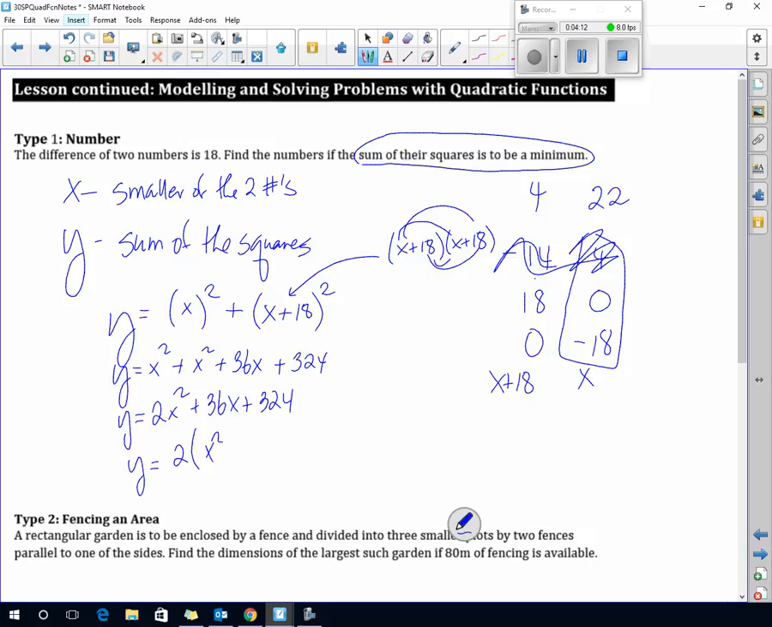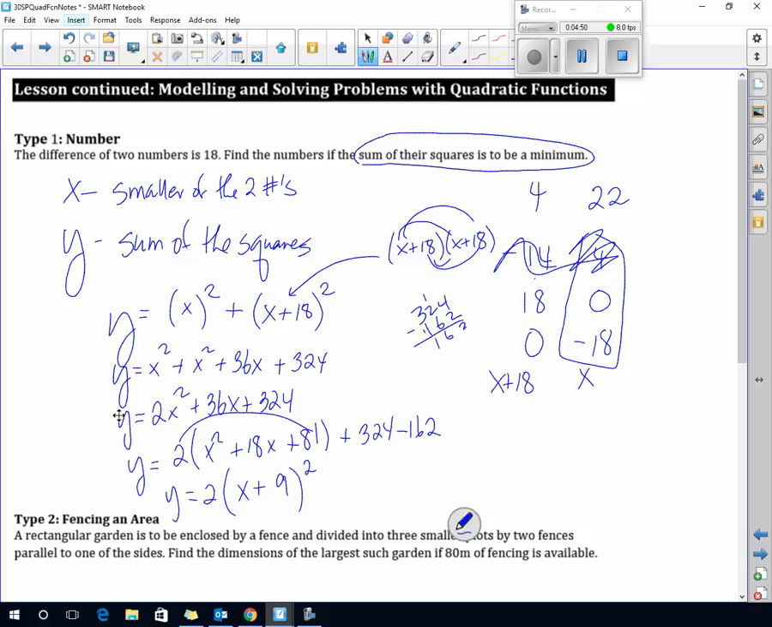Finish completing the square. What's half of 18? 9. 9 squared is 81, but it was 2 times 81, so what is that? 162. Do I add 162 to compensate or subtract? Subtract 162. So what's 324 subtract 162? 162, look at that. So my vertex is negative 9, 162.